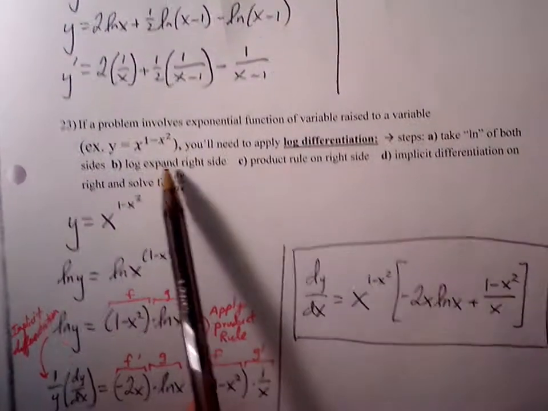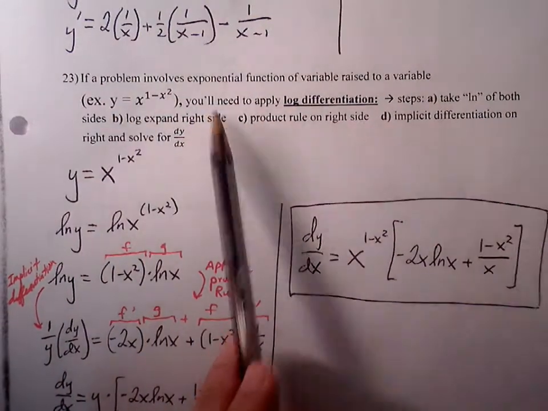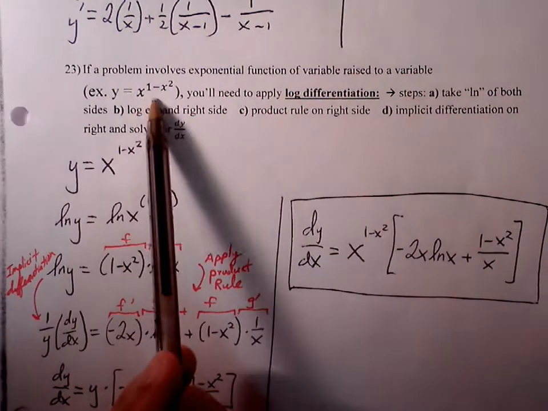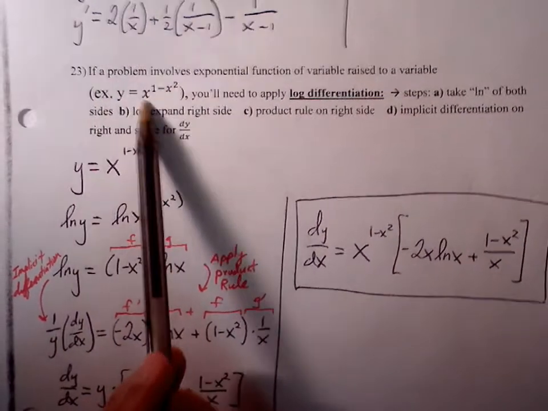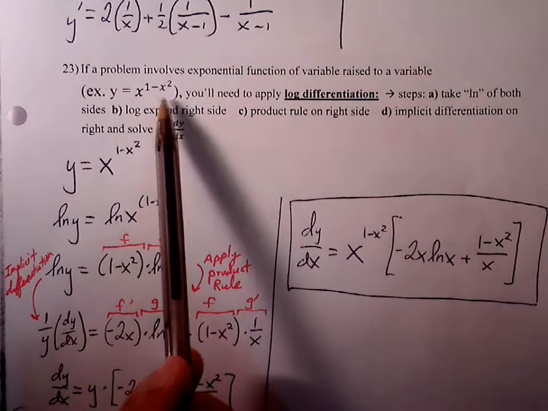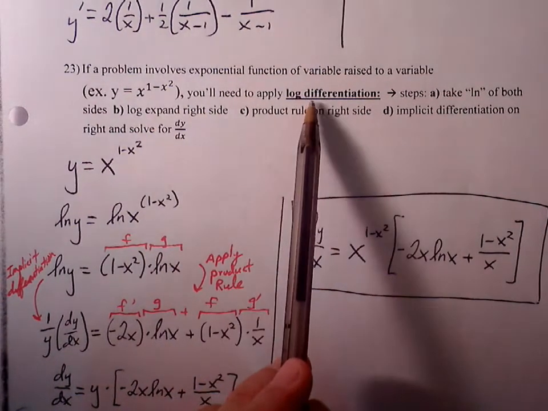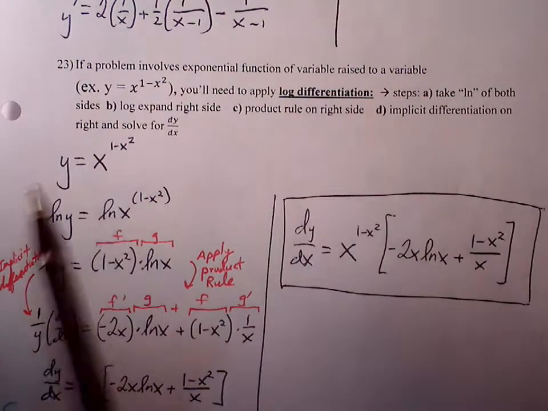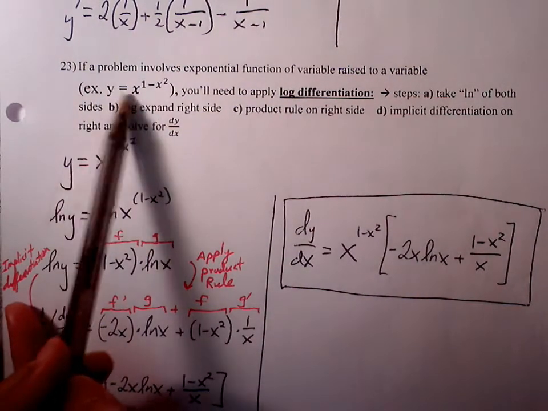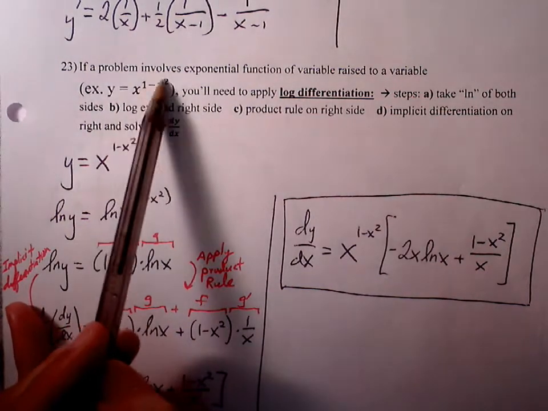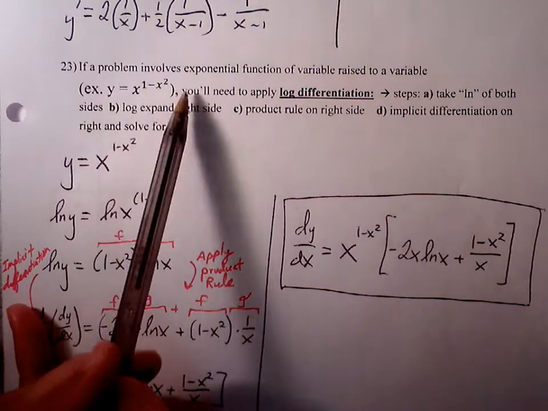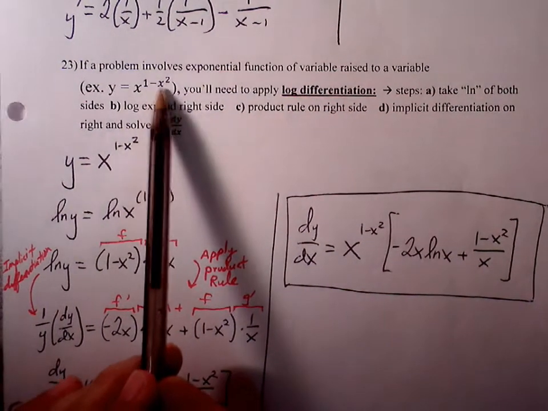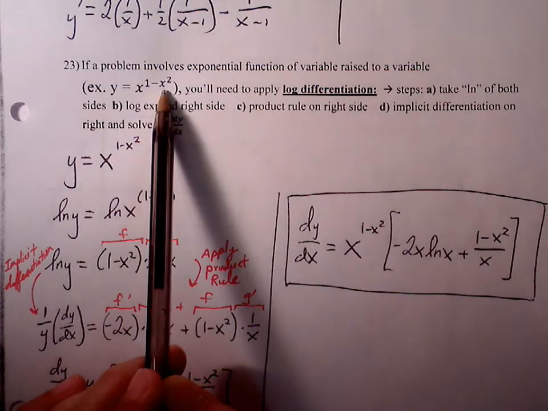Now this is the next example here. If a problem involves an exponential function of a variable raised to another variable, let's say I have x raised to an expression that also has a variable, then we don't have a rule that can handle this derivative. The only way to make progress is to go through log differentiation. The steps for log differentiation: we introduce natural logs to both sides of the equation, which lets us bring the exponent down, and then we have a much easier path to our answer once we don't have an ugly exponent with a variable in it.